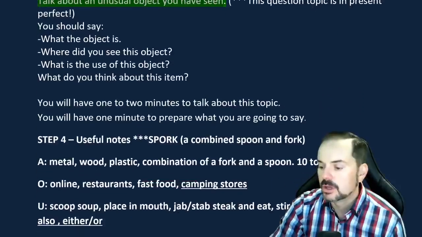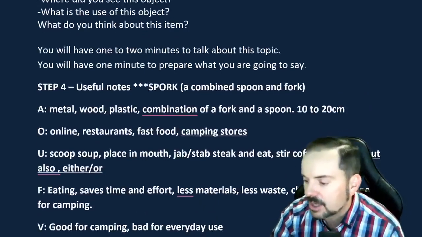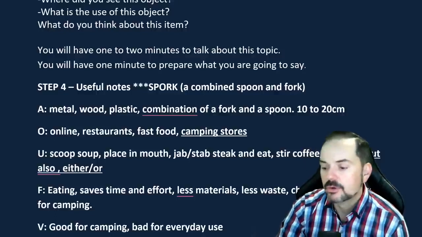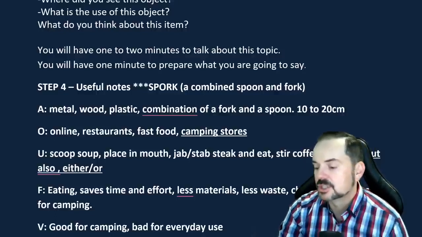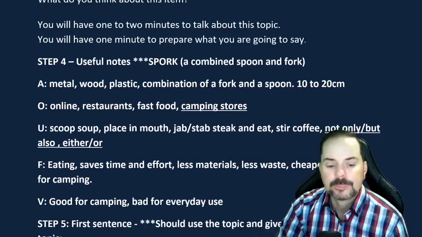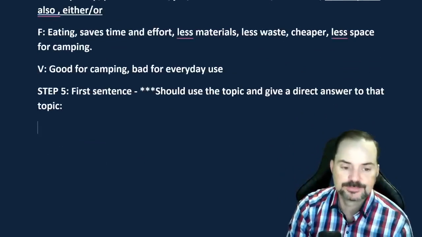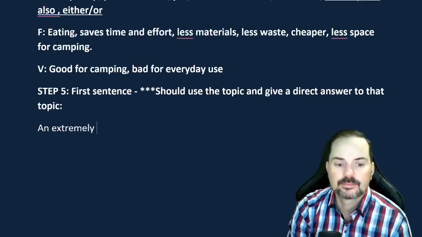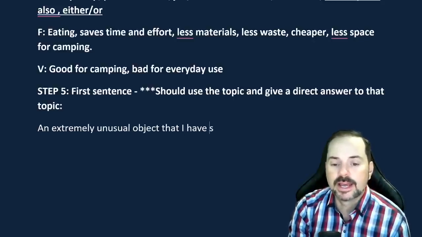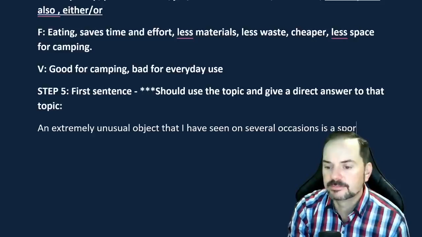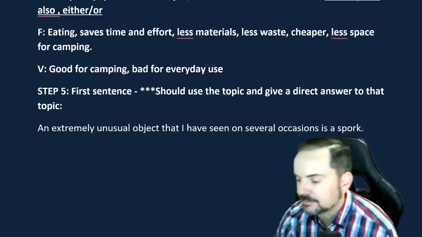Okay, so Rajveer says, an extremely unusual object that I have seen is a spork. Okay. Oh, no need to apologize, Tulsi. It's totally fine. Just letting you know. You want to be direct. So Rajveer has a good sentence. Rajveer says, an extremely unusual object that I have seen on several occasions is a spork. Okay.